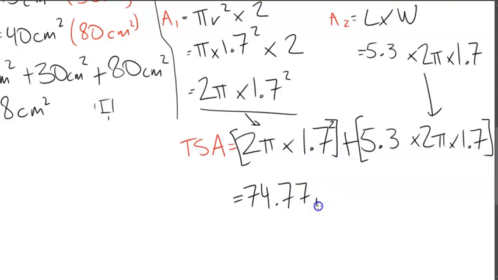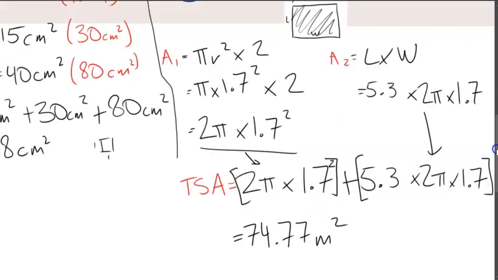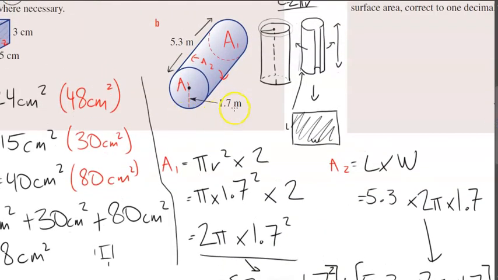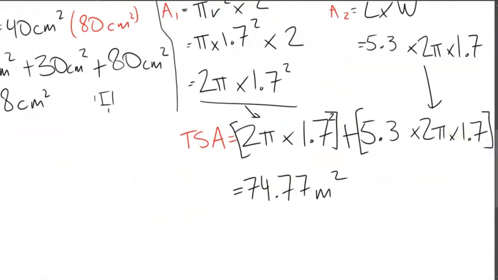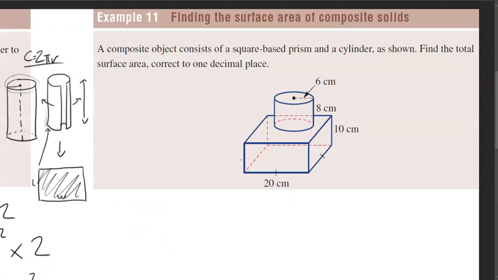74.77 squared meters, and it's meters because the context has been given to us within meters, so we leave it as meters, and that will be the answer for that example. We're now going to look at finding the total surface area for this composite object here.